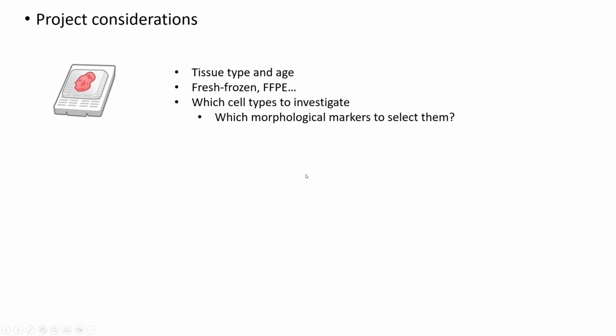Then you need to figure out whether you want to use fresh frozen, FFPE, or fixed frozen, what kind of tissue preparation. And then, most importantly, you are going to find out which cell types to investigate. And again, how to find these cells, I mean, which morphological markers do you want to use to select them? Is that antibodies, is it RNAscope probes, or how do you want to select your cells of interest?